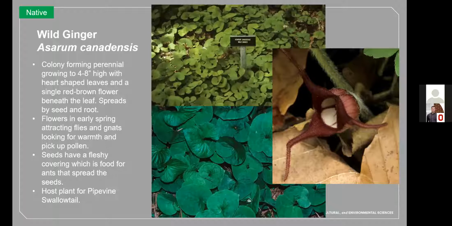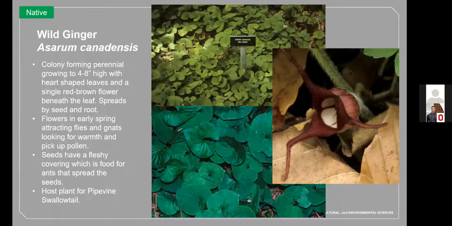To replace winter creeper, we're looking for a native ground cover that grows well in the shade and will grow into a colony that expands each year. Wild ginger fills the bill and also makes an excellent addition to your shade garden. And it has an interesting story.